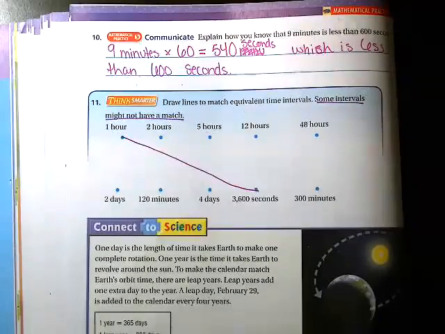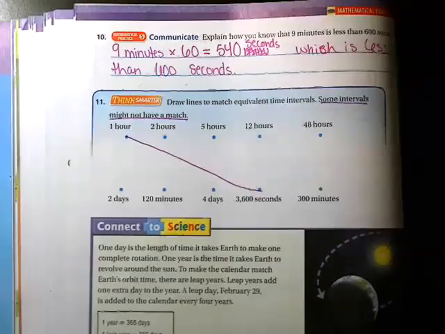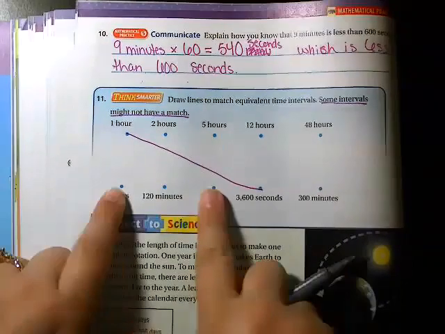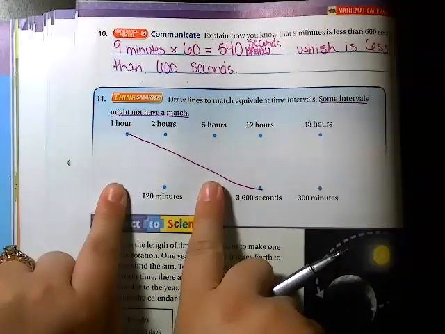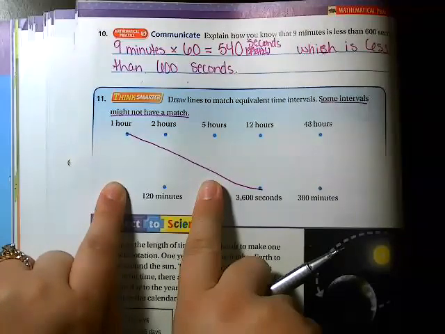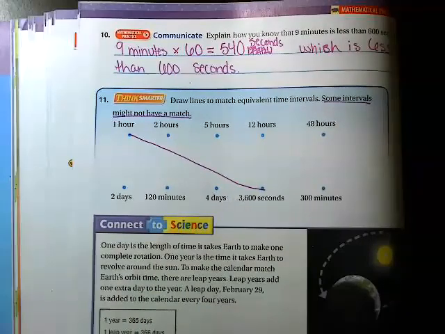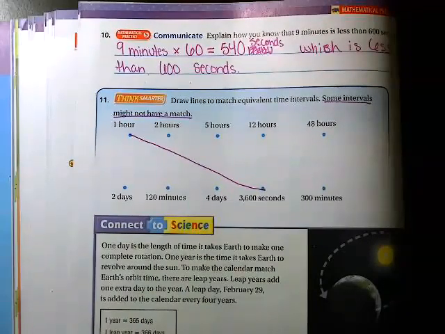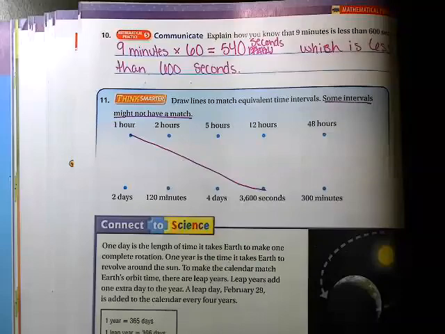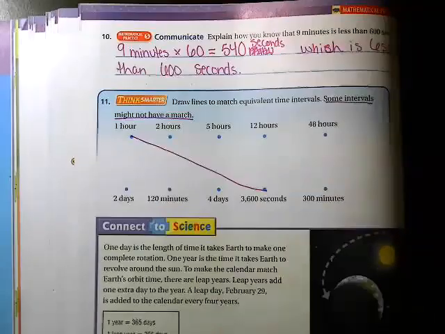Okay. Our next one says 2 hours. Again, I know that there are 24 hours in a day, so these 2 days cannot work. So now I just have the 2 sets of minutes. So I know that there are 60 minutes in 1 hour. So how many minutes would be in 2 hours? So I can do 2 times 60 and see if that matches either one of these minutes that I have left over.